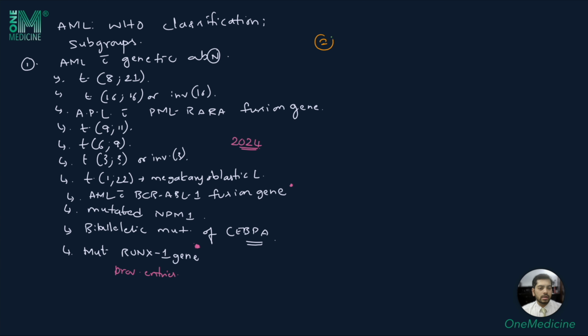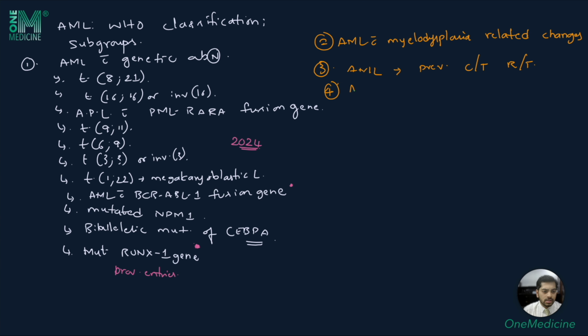The second subcategory is AML with myelodysplasia related changes. The third subcategory is AML related to previous chemotherapy or radiation therapy. The fourth subgroup under WHO classification is AML that is not otherwise specified. This classification is very similar to French American British classification. So now let's look at the list under this classification.